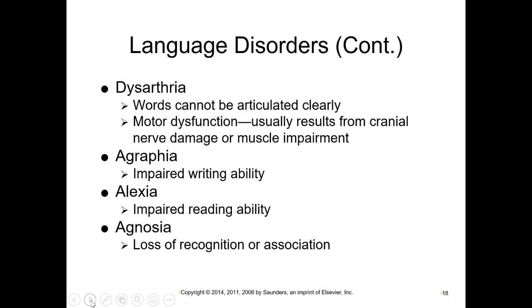And there are some other things here just to know. Agraphia, impaired writing ability. Alexia, impaired reading ability.